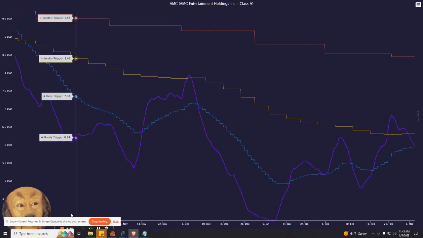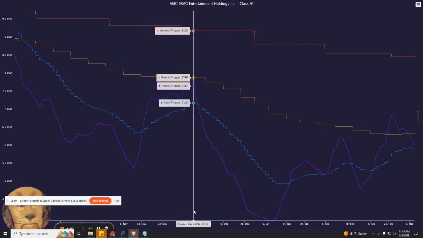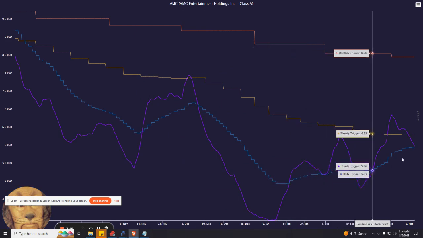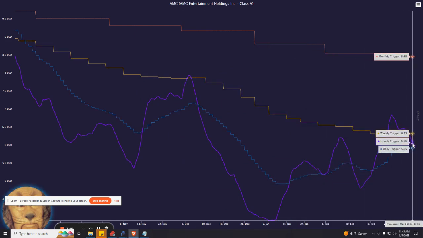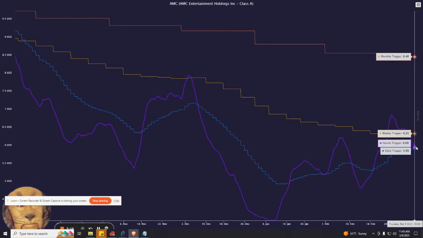Weekly trigger. This thing's a pain in the ass. All right, it's not going to let me do that. So we're focused on the same thing. Hourly trigger coasting down to the daily trigger, and the rest is up to Mr. Market. We need to stabilize and turn up.